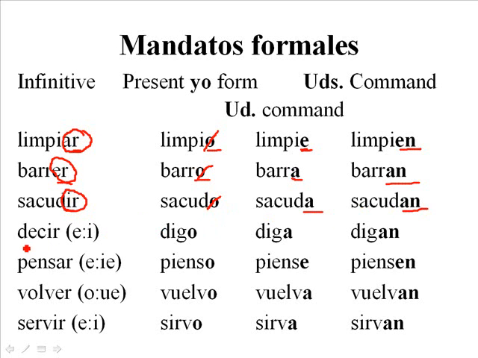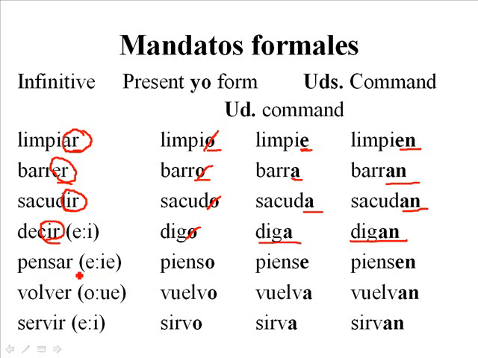Decir. Remember, decir in the yo form is irregular, so it's digo. But we're going to take off that O. We see it's an IR verb, and we're going to give it an AR ending. Diga la verdad. Díganme la verdad.